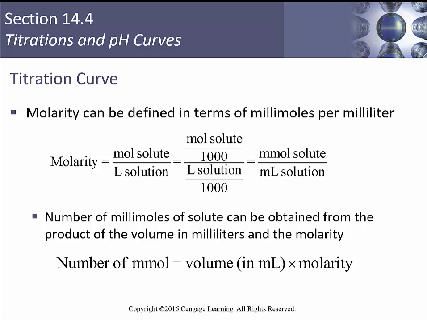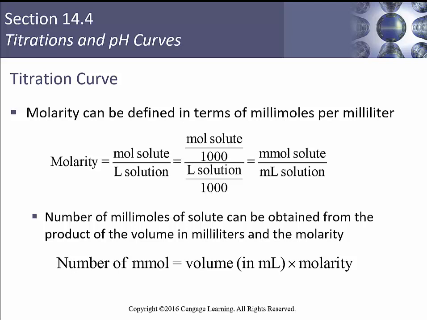So molarity is moles of solute per liter of solution, and we're going to divide each of those by 1,000 to give us millimoles per milliliter. The number of millimoles of solute can be obtained from the product of the volume in milliliters and the molarity. So millimoles is equal to our volume in milliliters times molarity.